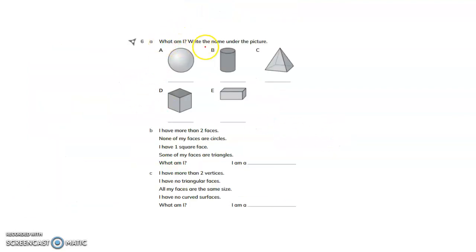Now, what am I? Write the name under the picture. It's a sphere, right? Then the next one is a cylinder. Now this is a pyramid. Look at its base, it's a square, so this is a square based pyramid.